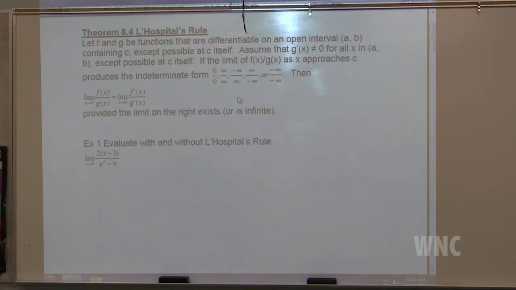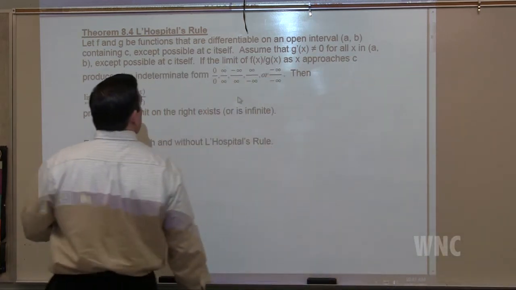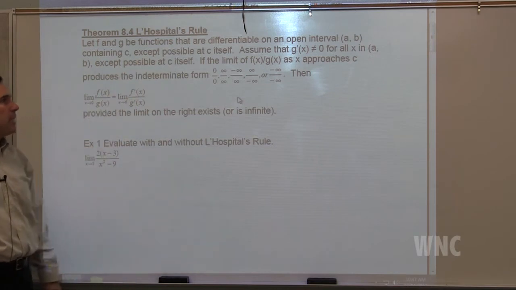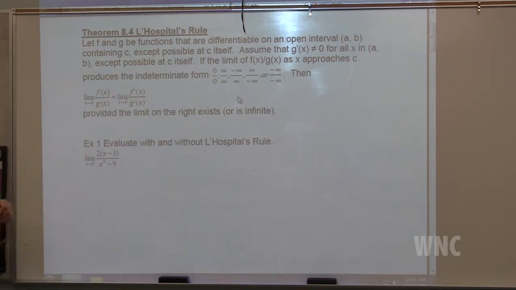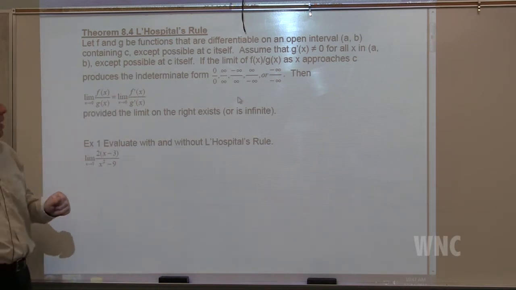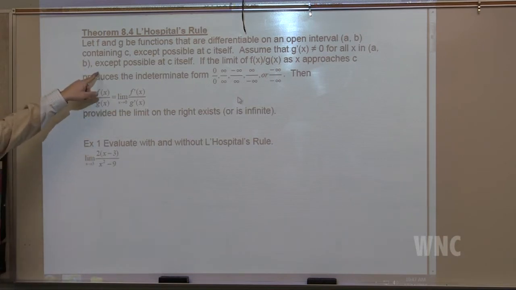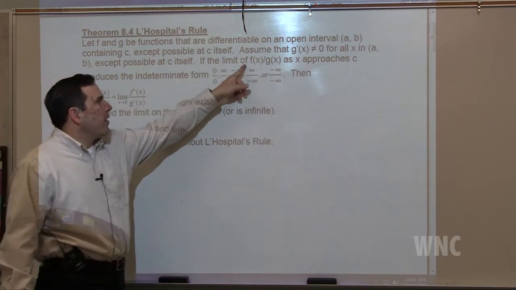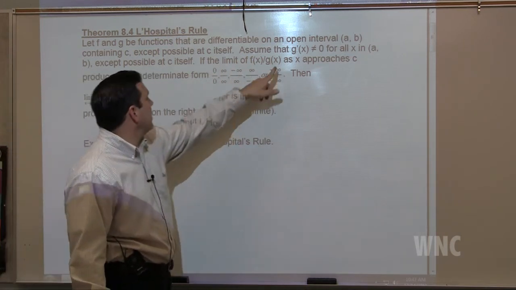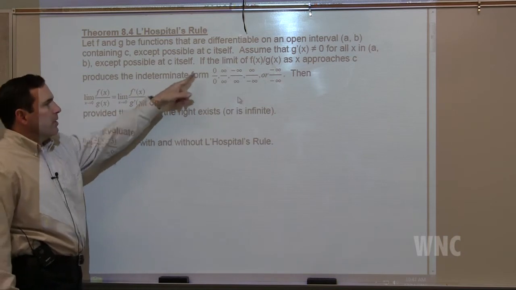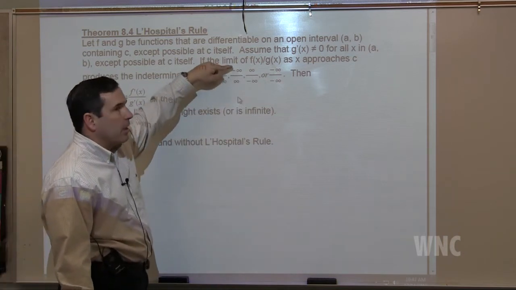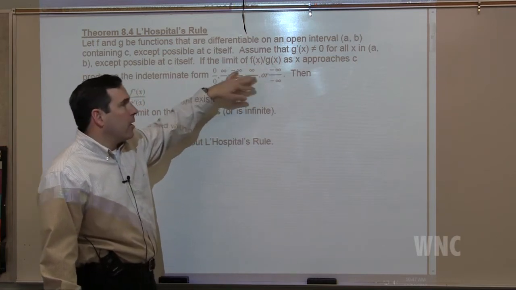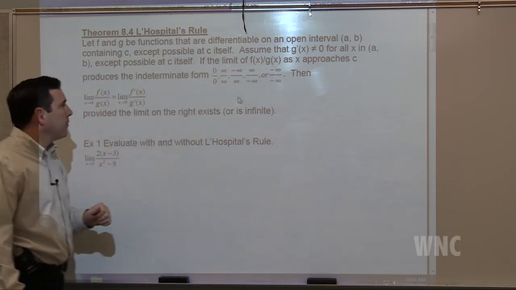L'Hopital's rule says, let f and g be functions that are differentiable on an open interval from a to b containing c except possibly at c itself. Assume that g prime of x is not equal to 0 for all x in the interval from a to b except possibly at c itself. If the limit of f of x over g of x as x approaches c produces the indeterminate form 0 over 0, infinity over infinity, negative infinity over infinity, or infinity over negative infinity, we covered pretty much all those cases there, didn't we?